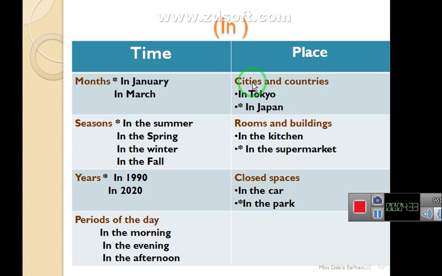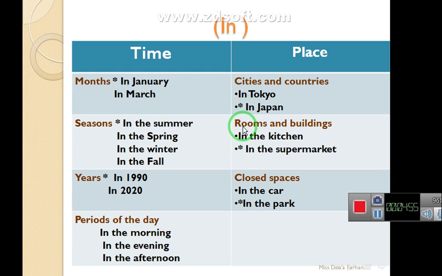Number 1, cities and countries. لما يكون معي اسم مدينة أو اسم دولة لازم أستخدم قبله in. For example here in Tokyo, in Japan, in Yemen, in Egypt, in Sana'a, in Hodeidah, in Cairo. All of these are cities and countries, مدن ودول, عشان كذا لازم أستخدم قبلهم the preposition in.